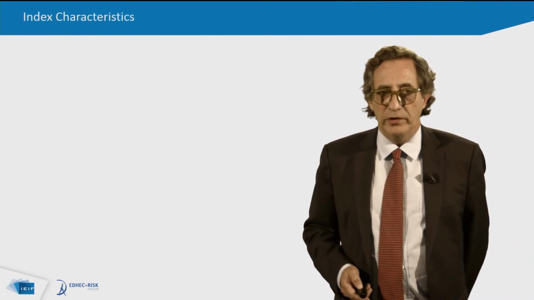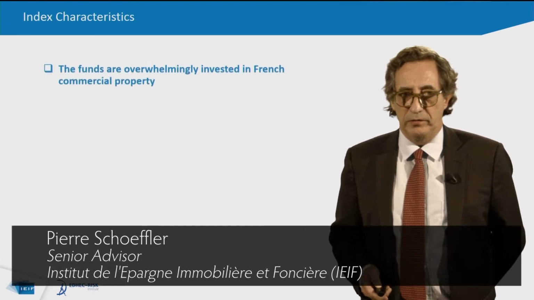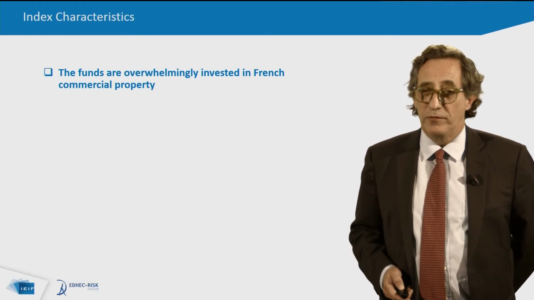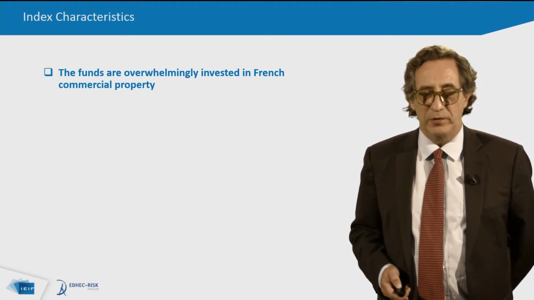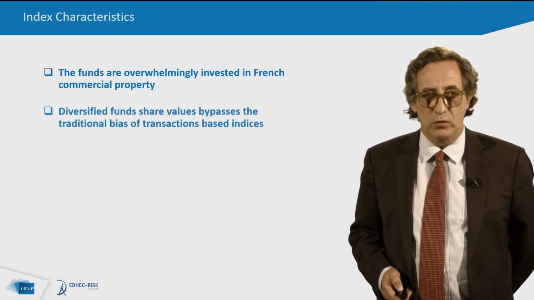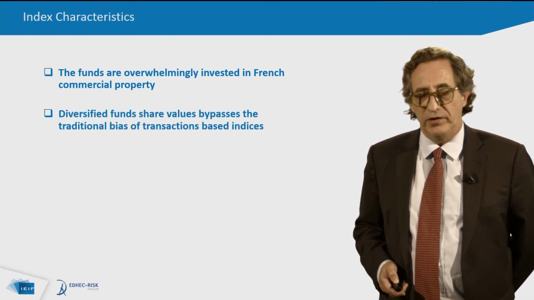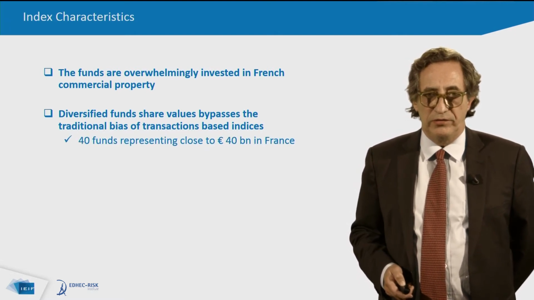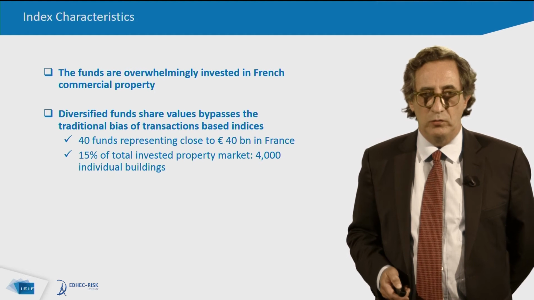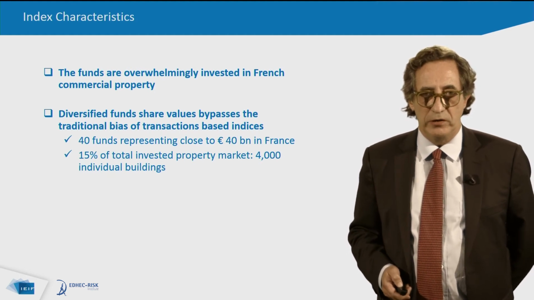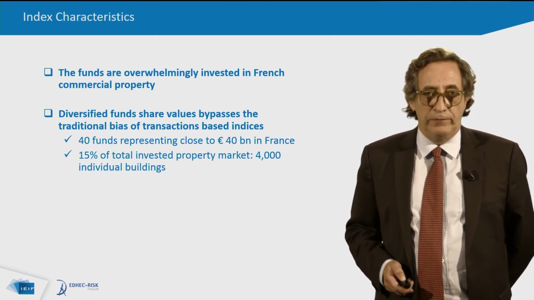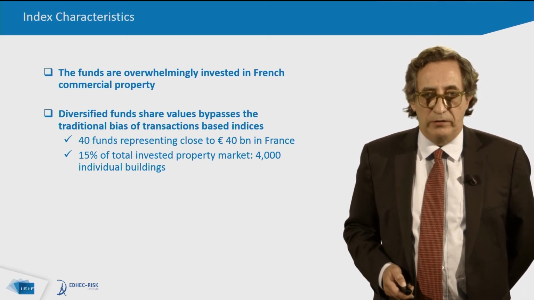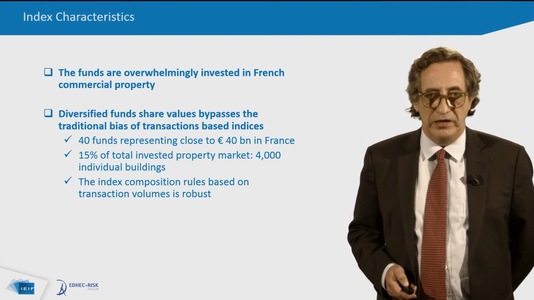Thank you, Béatrice. So what are the main index characteristics? First of all, the funds are overwhelmingly invested in France. Foreign exposure accounts for only 5% of total exposure, mainly in Europe. Secondly, these funds are heavily diversified. In fact, the index consists of 40 funds representing close to 40 billion euro property value in France. It accounts for 15% of the total invested property market and represents 4,000 individual buildings.